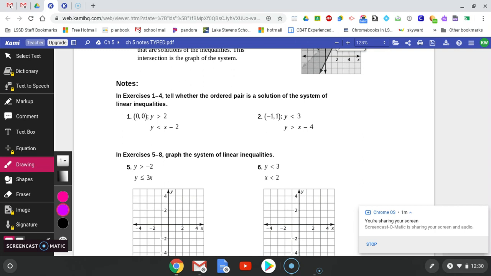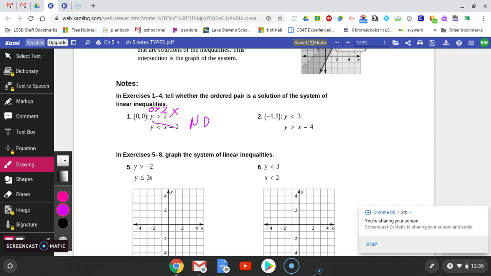So if we plug in on the first one 0, 0, well, there's no x in our first inequality, so it just becomes 0 is greater than 2. 0 is not greater than 2. I don't even have to check the second one because it did not work for the first one. I can say no, that coordinate point is not a solution.